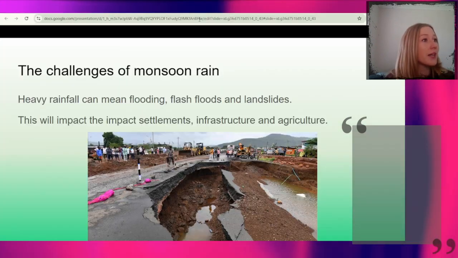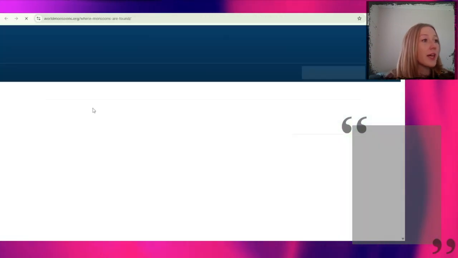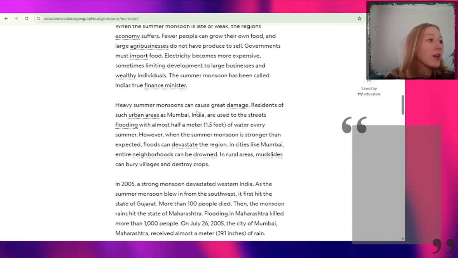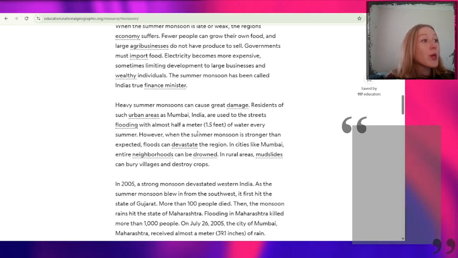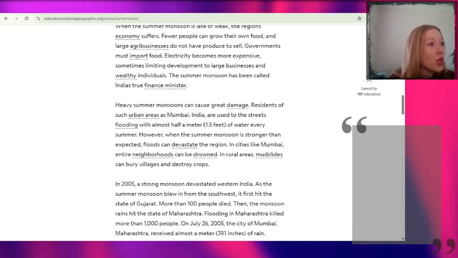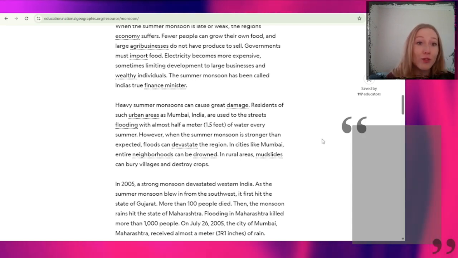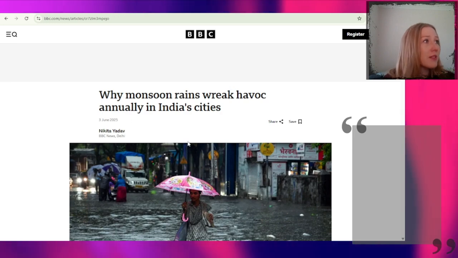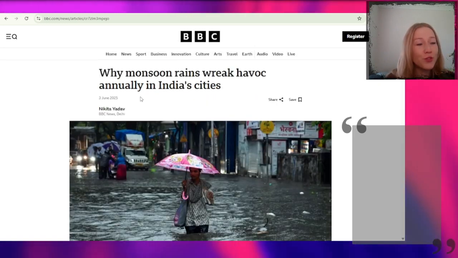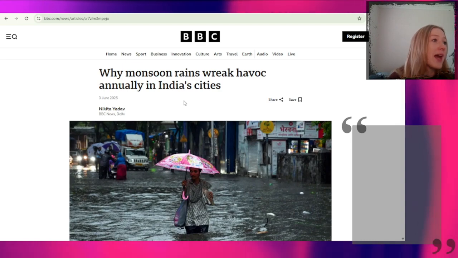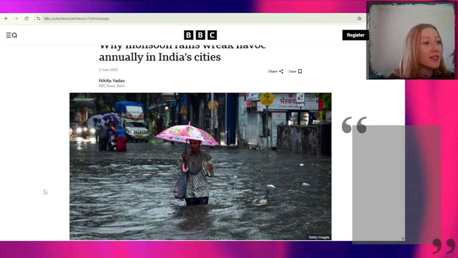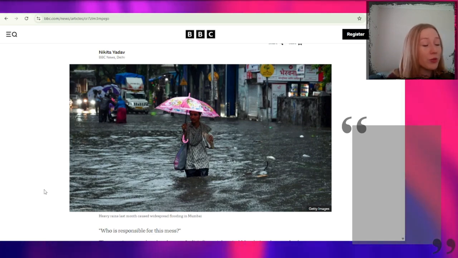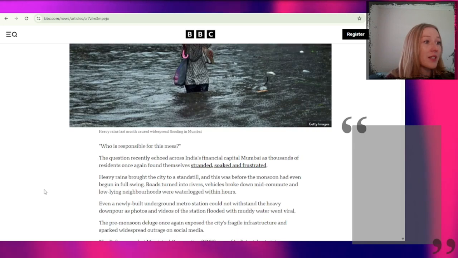I did find an article that I wanted to take a look at. Here we go. So the heavy monsoons can cause a lot of damage. We have urban areas that can be flooded almost half a meter. That is a lot of water where you don't want it to be. That looked fairly recent, yes. So from the 3rd of June, why monsoons wreak havoc annually in Indian cities. I would not want to be walking to work through all of that rain. That just sounds like a nightmare.